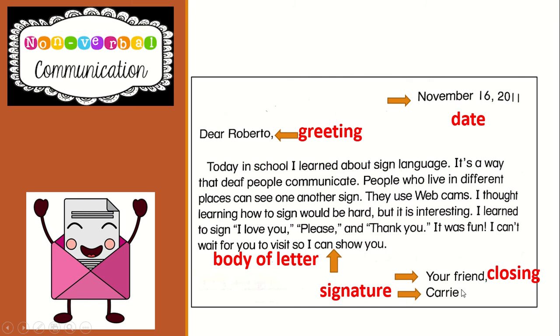Next, so we have Carrie. So this is the name of the one who write this letter. So that is what we call the signature part. Okay. So let us read one by one. First is date. Second is greeting. Third is body of letter. Fourth is the closing. And the last is your signature.